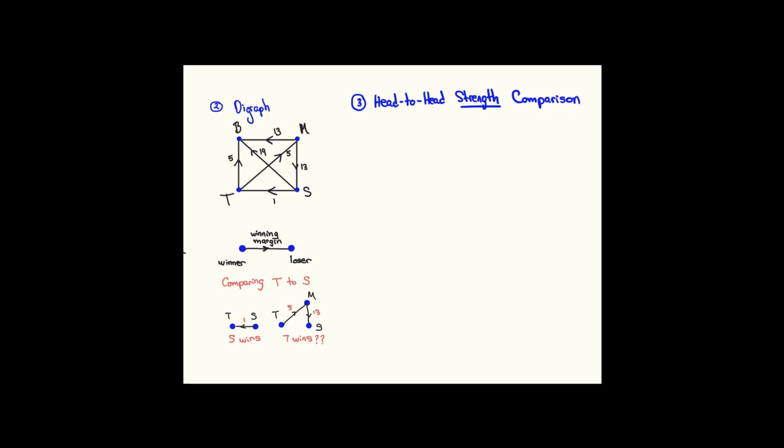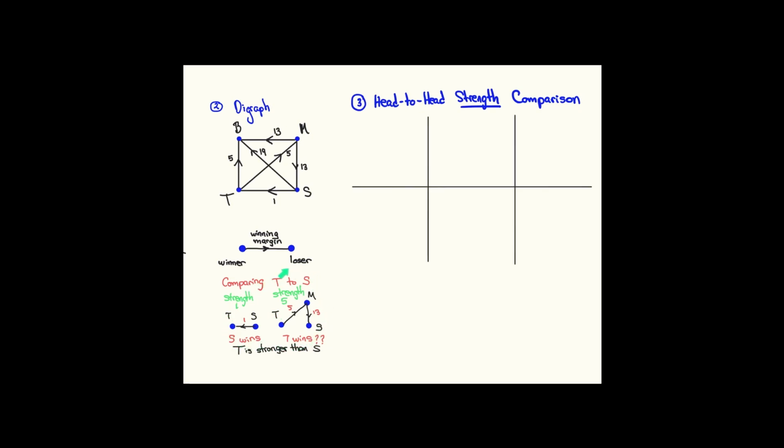So I'm going to define the strength of the path as the smallest of the numbers of the winning margins that are involved in the path. So the first path has a strength 1 and the second path has a strength 5. The second path is stronger. We always go from winner to loser, so we say that T is stronger than S.